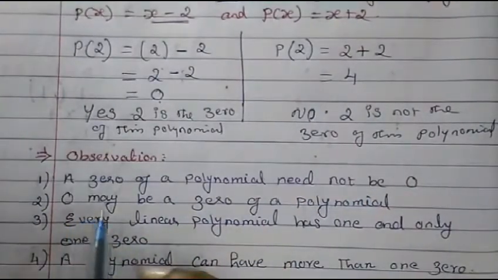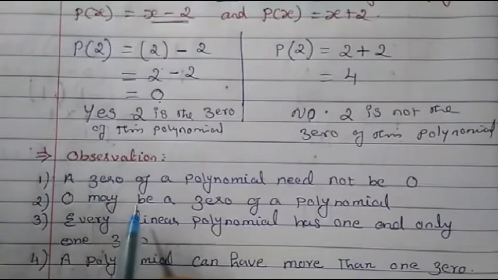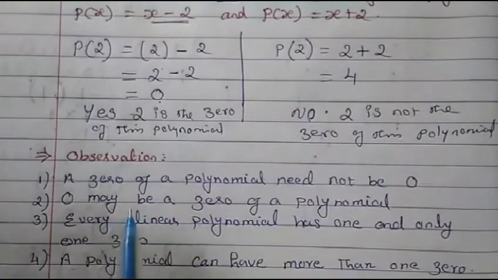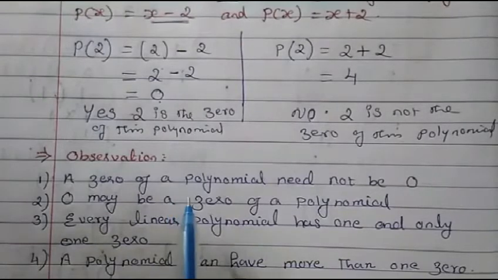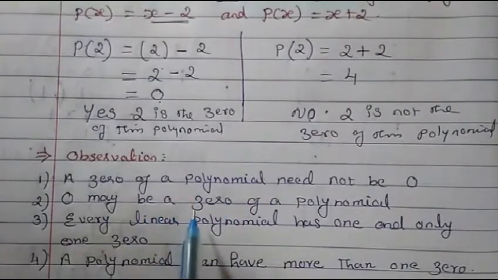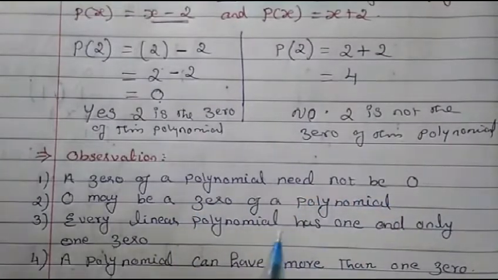The second point: 0 may be a 0 of a polynomial. This point will be clear to you when we solve question 4 in exercise 2.2. When we solve question 4, this point will be clear to you. So 0 can be a 0 of a polynomial, but it is not compulsory that 0 has to be the 0 of a polynomial.